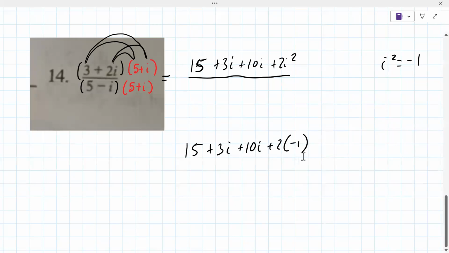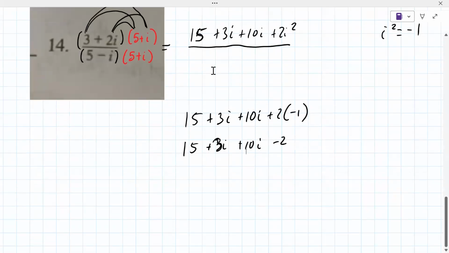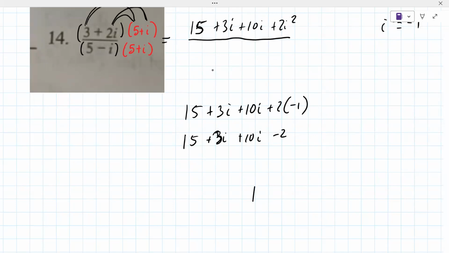So what is 2 times negative 1? 2 or negative 2? Which one? Negative 2. Okay. You have 15 plus 3i plus 10i minus 2. Do you have any like terms there? We have 3i and 10i. So what does that become? 13i. Anything else you can combine? 15 and negative 2. What does that become? 13. Okay.